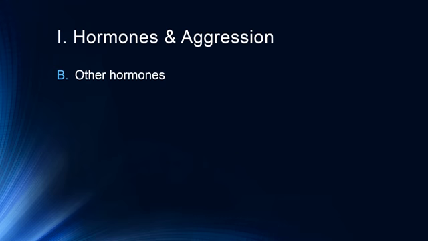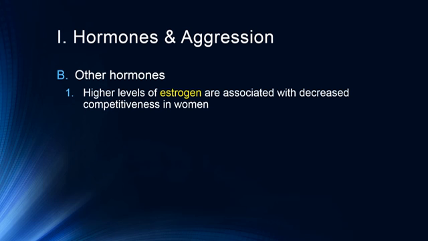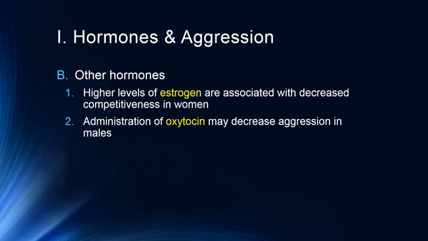Other hormones we see and their involvement in aggression are less clear and less investigated. It appears that higher levels of estrogen are associated with decreased competitiveness in women. So women with higher levels of estrogen report less competitiveness in sports, and are less likely to compete in sports. And finally, administration of oxytocin may decrease aggression in males.